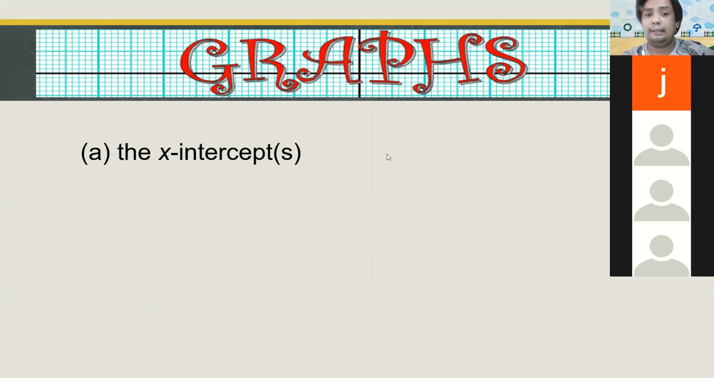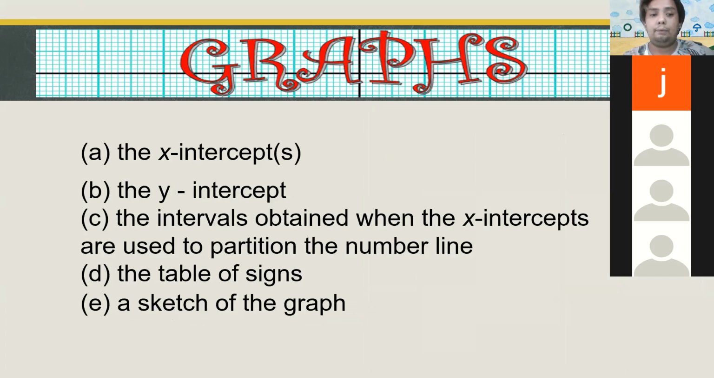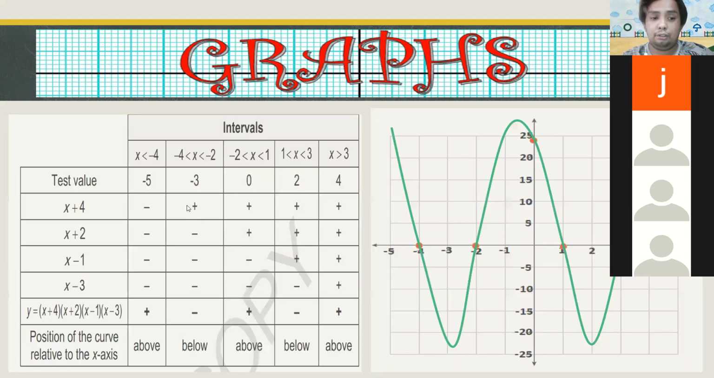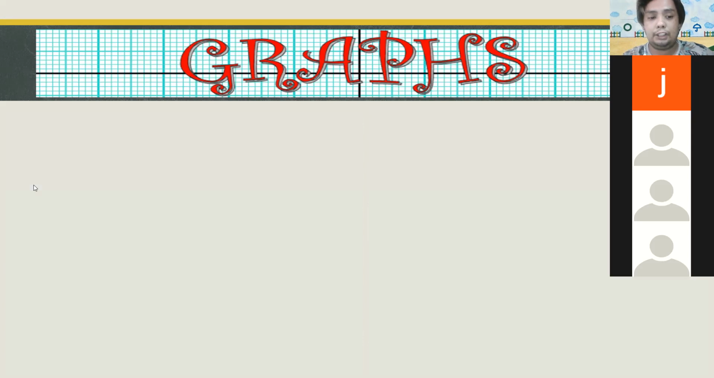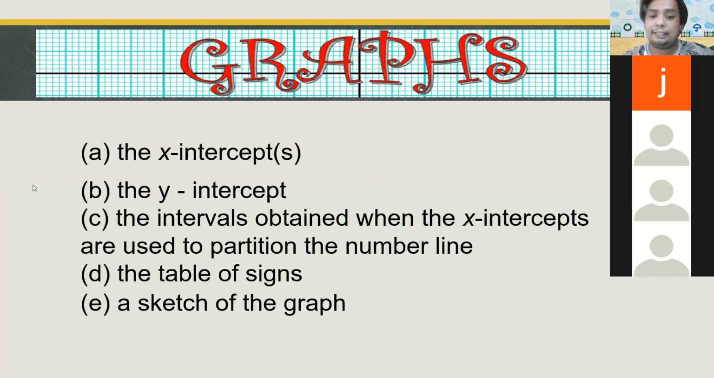So remember, in graphing, the x-intercept and y-intercept are very important. The x-intercept comes from our solutions. For the y-intercept, we make our x equal to 0. Then the intervals obtained, which are the partitions. Then our table of signs, which is this. Think of a number between each partition. Then sketch the graph. Okay?